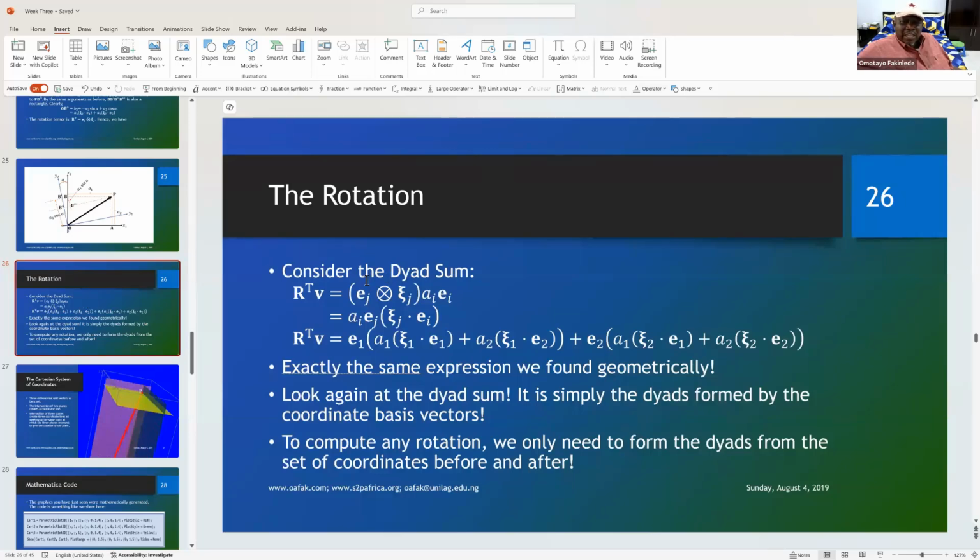So if you just take a look at what is happening here, if you are moving from the e's to the x's, all you need is this dyad. If you are moving from the x's to the e's, all you need is the reverse dyad. So the rotation dyad is this. And you will see that if you do this and you use it to transform the e's, if you are moving from e to xi, you are going to have to use this dyad of transformation to get the answer.